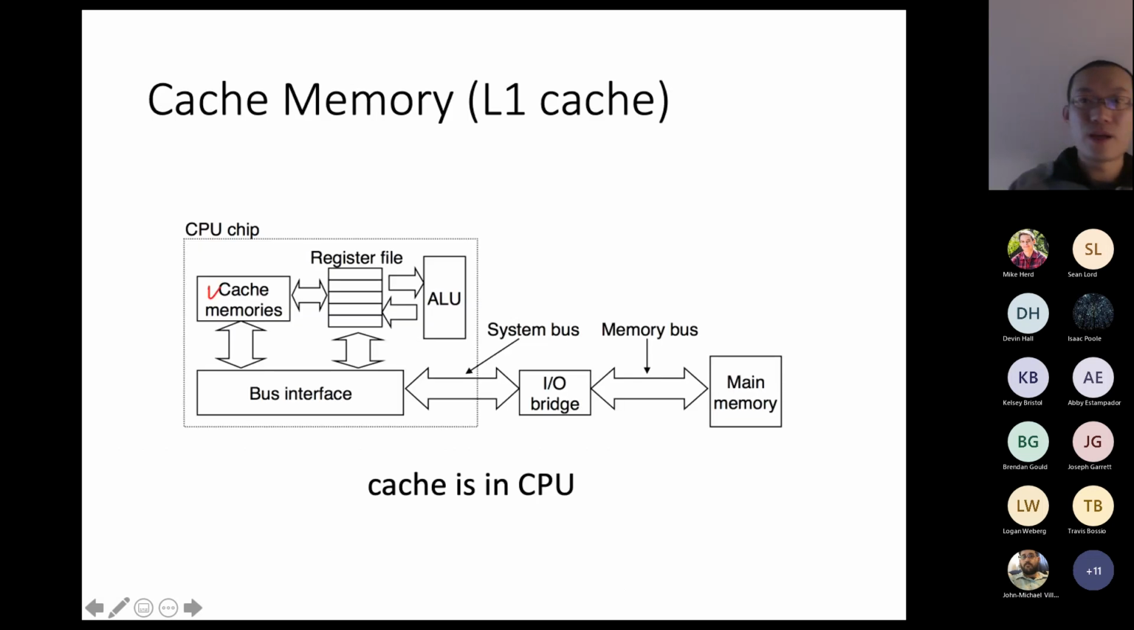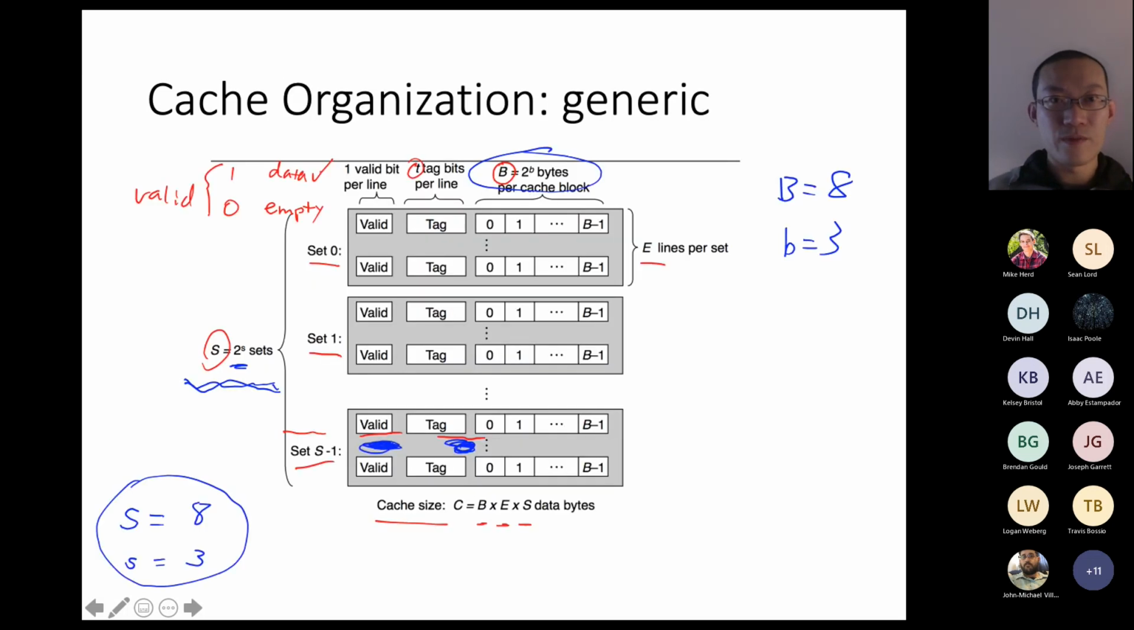And here's a map of how we utilize the cache and where it is. Basically, it's in our CPU. When the CPU wants to look at an address, it first checks the cache to see whether the content is in the cache or not. If it is in the cache, then we get the content from the cache. Otherwise, we go to the main memory to find it.